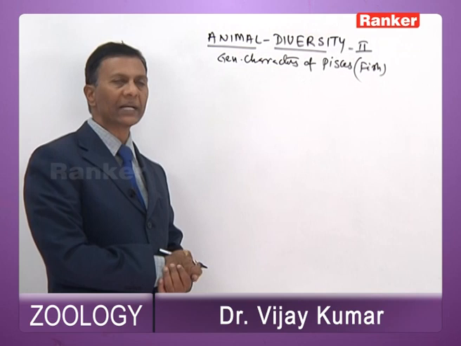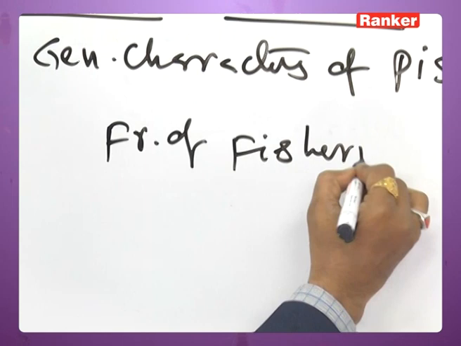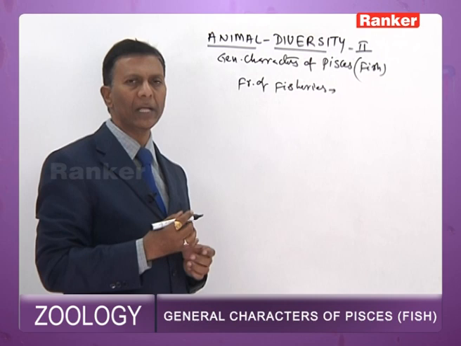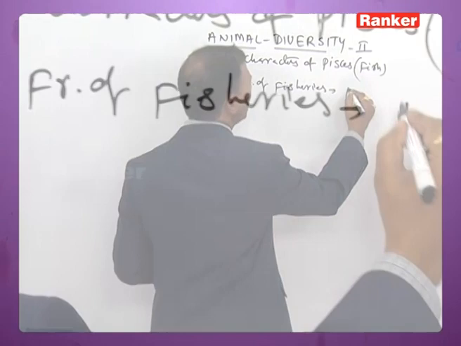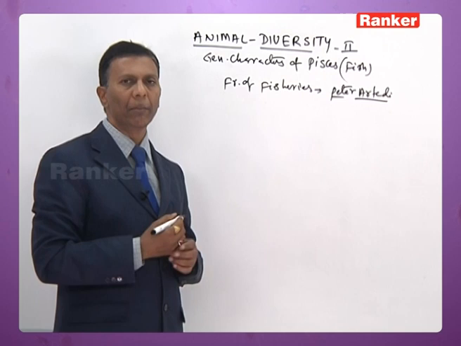Next we'll talk about the general characters of Pisces, that is fish. Father of fisheries. Remember, father of fisheries is important from the AIIMS, JIPMER, and MCET point of view. Father of fisheries is Peter Artedi. Fisheries deals with the culturing aspect of the fish. So, father of fisheries is Peter Artedi.